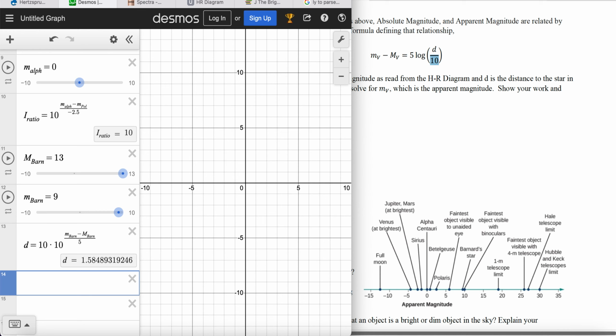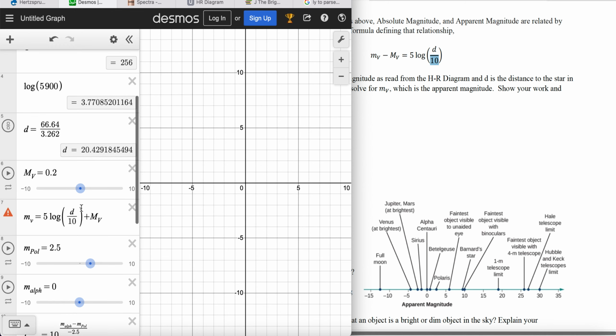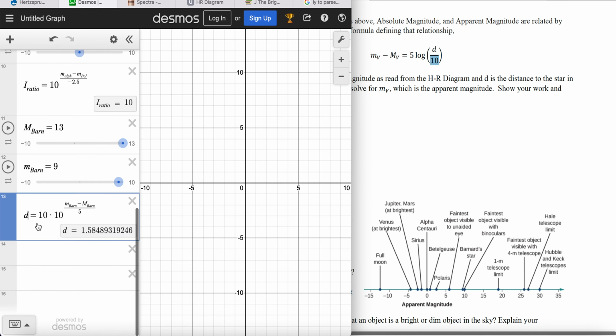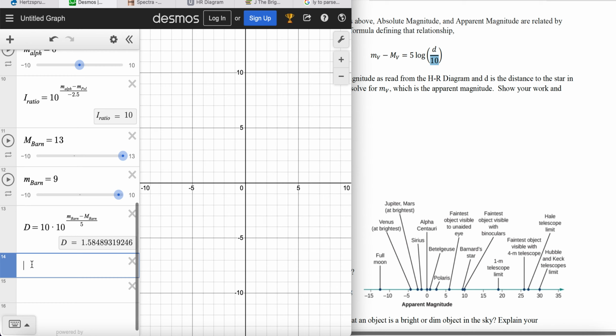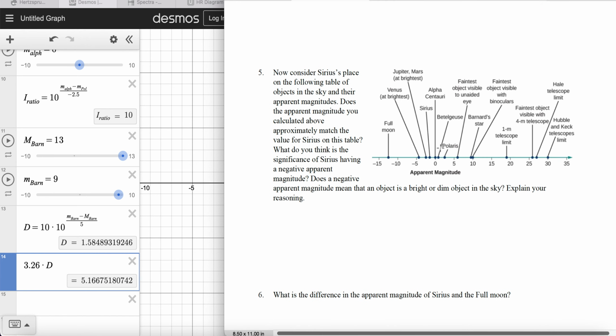If you want it in light years, you can take that value and multiply it by 3.26. I already have a value here, so I'm going to call it uppercase D so I don't duplicate my variables. Otherwise, I can't do anything with them in further calculations. Converting to light years, that tells me Barnard's Star is approximately 5.17 light years from Earth. So definitely closer than 10 parsecs. It's one of our nearby stars, but not the closest.